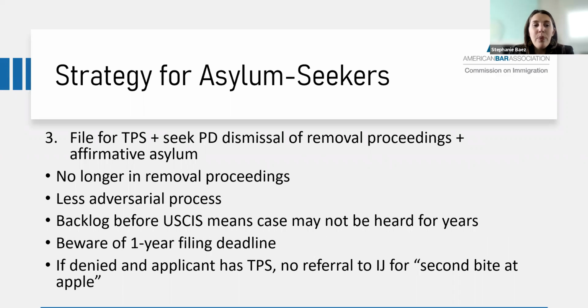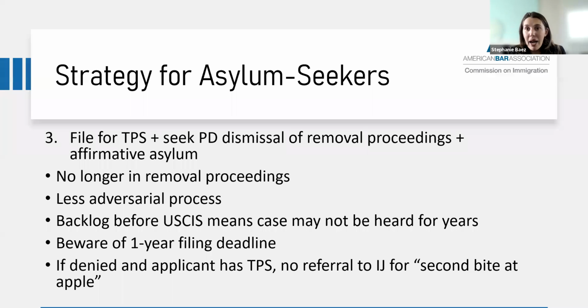And then the third strategy that I wanted to review with you is the option to file for TPS and seek PD to dismiss the removal proceedings. And then you can pursue an asylum claim through affirmative asylum through USCIS. The benefit to this is that you're getting your client out of removal proceedings. And that can really be a big sigh of relief to someone who's in removal proceedings, since you're dismissing that case entirely. And then if they want to seek asylum, they can do so through USCIS, which is a less adversarial process. And it can be an emotionally, mentally easier way to go about the process for a lot of clients.